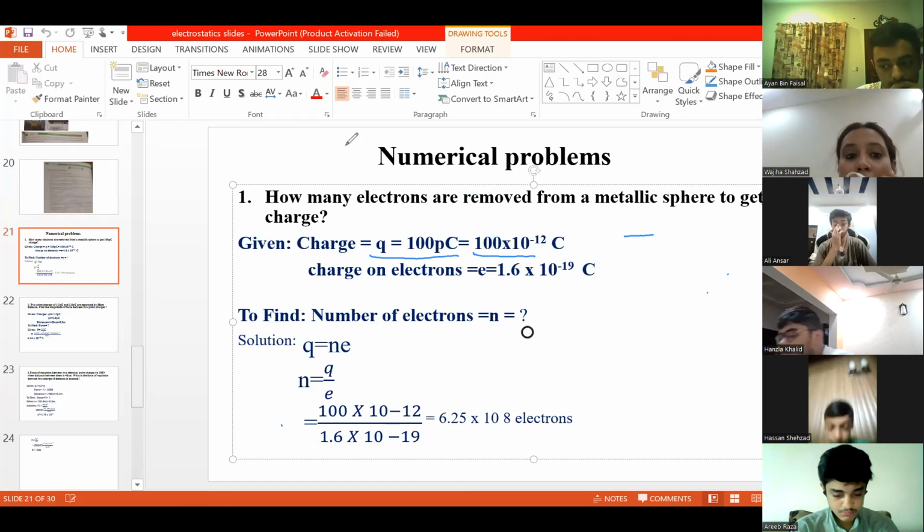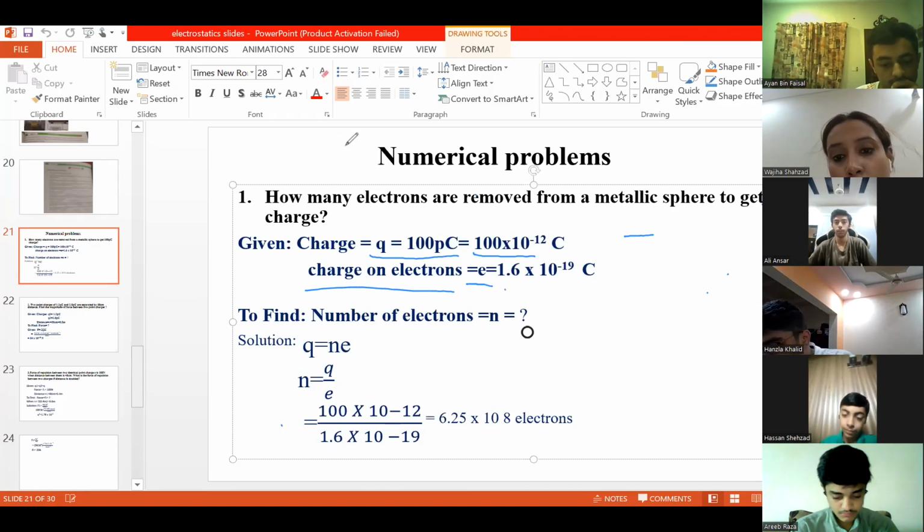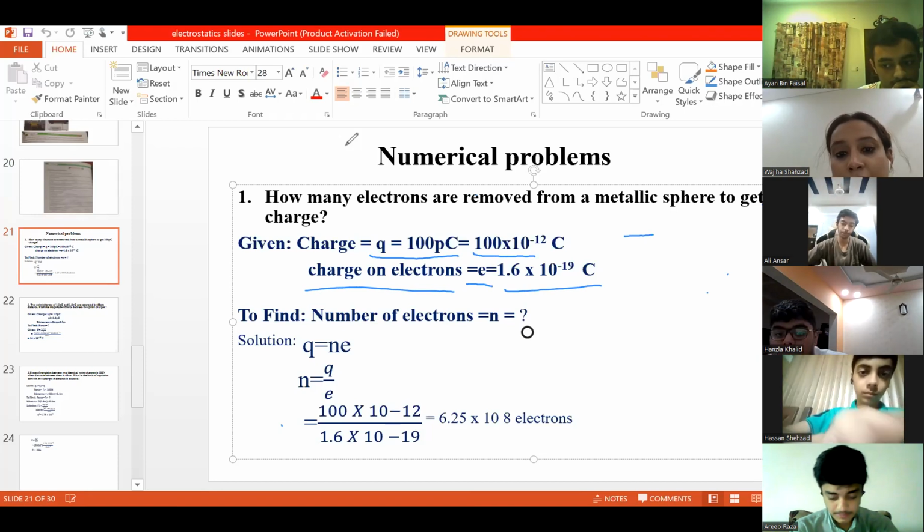Now we are going to find out the charge on electrons. How many electrons are removed? So we know that the charge on an electron is represented by e, which is equal to 1.6 into 10 raised to power minus 19 coulomb. Boys, learn this value because this value is constant. The charge on an electron is always 1.6 into 10 power minus 19 coulomb.